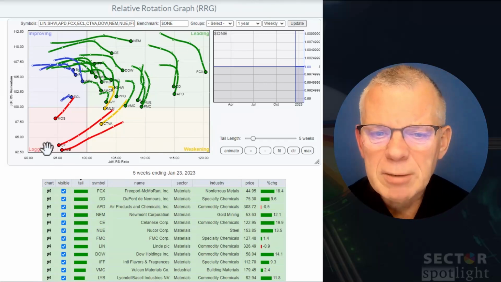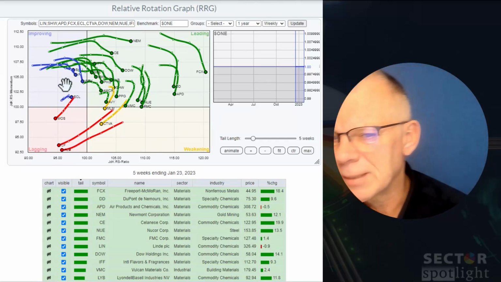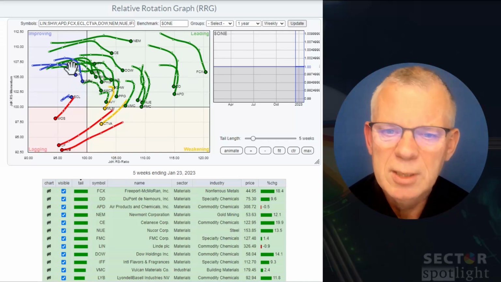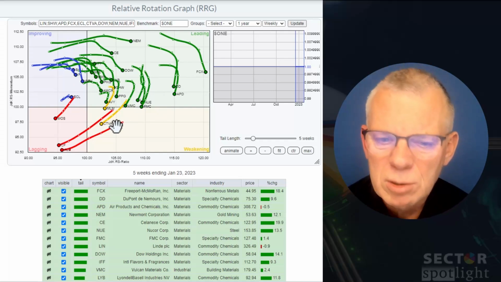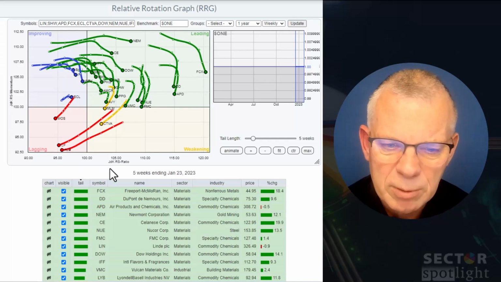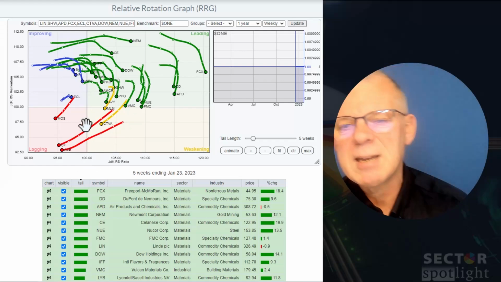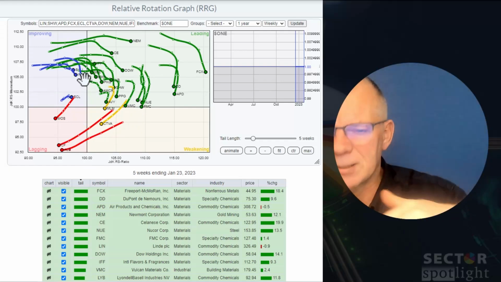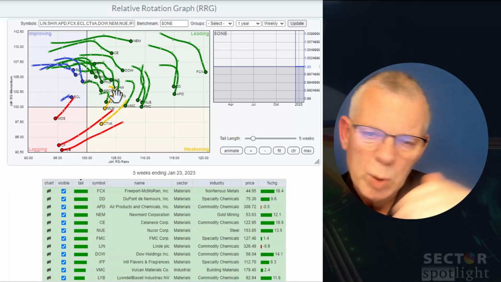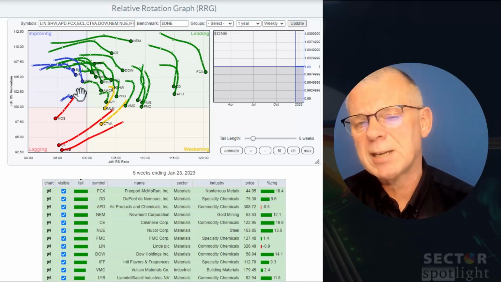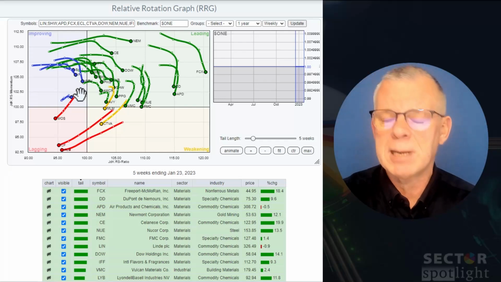Here is materials, same story. That was a very good sector. Everything is on the right. These are all uptrends. But they're now all starting to lose momentum, and a few are leading the way down. MOS, CF, ALB, CTVA, they're all going into a pause. The majority is on the right.